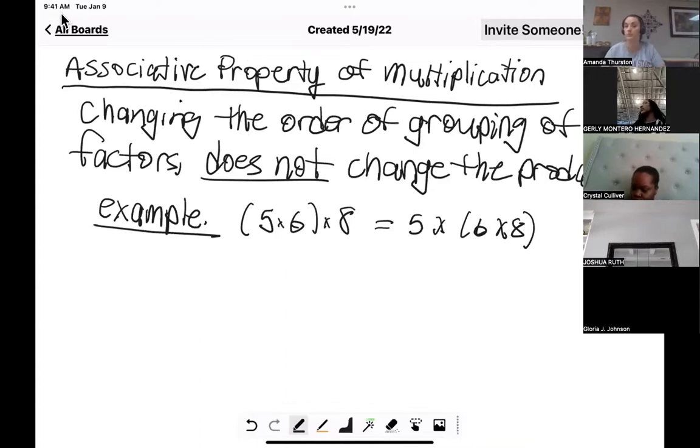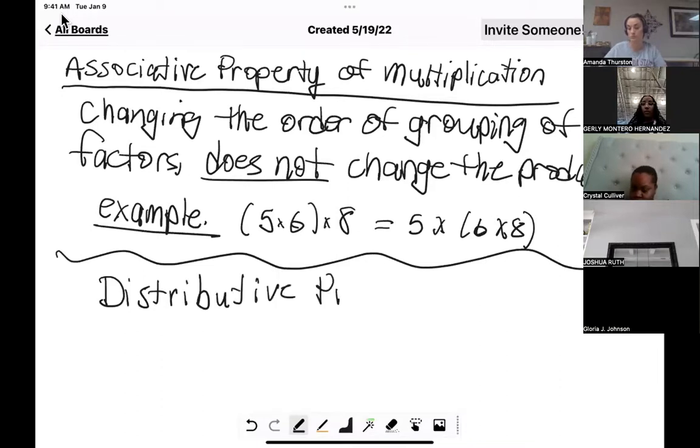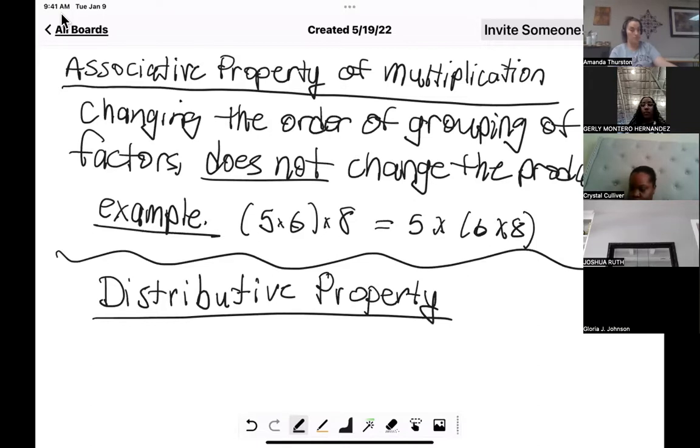Okay, so one more property. There's one more property in multiplying called distributive property. I'm only going to touch on it a little bit because honestly, it's used most in algebra. But I'm going to show you a really cool way to do multiplying that I don't ever use, but you might like it. So I'm going to show you when we get there.